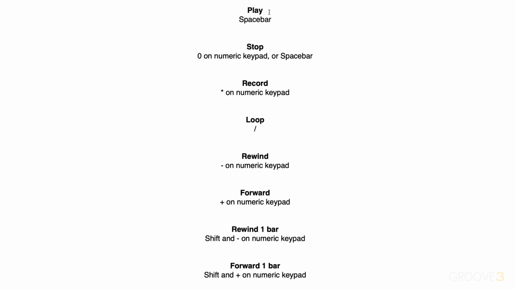Spacebar for play or stop. 0 for the dedicated stop command that will go back to where we previously started playing from, and then an additional click will bring you back to the beginning. The asterisk on the numeric keypad for record, / for turning the loop area on and off, minus on the numeric keypad for rewinding, and plus for going forward, and then add shift to that to go in even 1 bar increments back or forward.